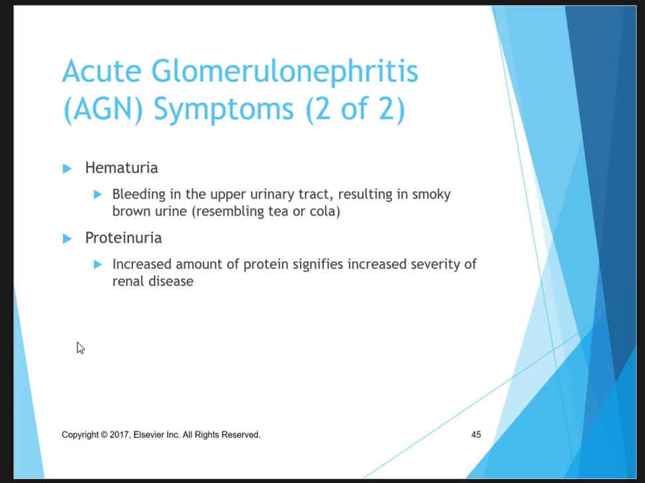There's going to be some pretty significant hematuria because we've got bleeding in the upper parts of the urinary tract, and this is a classic sign, the cola or tea-colored urine. And then the proteinuria here is also very significant, and it will be an indicator of the severity of the renal disease itself.